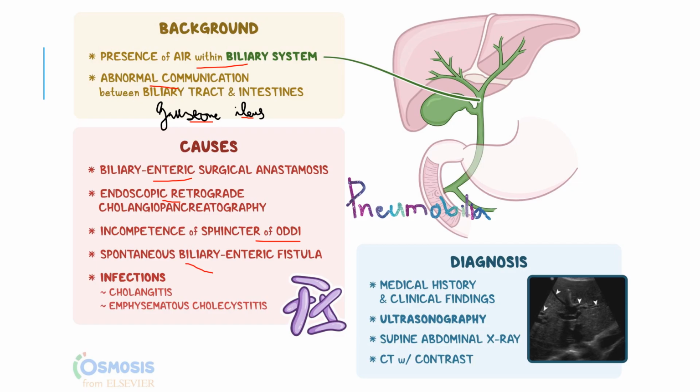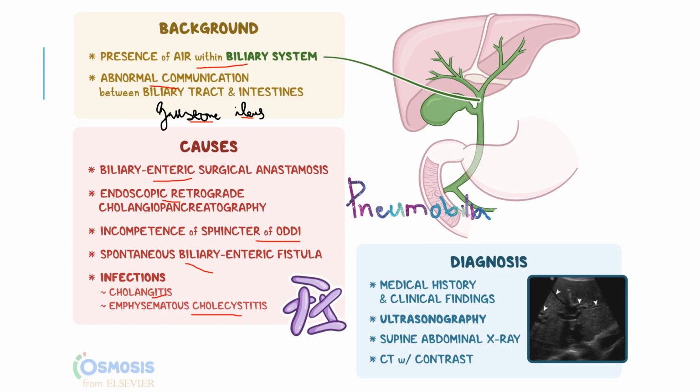It's a spontaneous biliary enteric fistula, maybe due to long-standing, chronic or recurrent cholecystitis, which leads to inflammation and adhesions between the intestine and the gallbladder. There can be necrosis, and then it leads to a fistula between the gallbladder and intestine, or infections like cholangitis and emphysematous cholecystitis. That is gallstone ileus, which is characterized by bowel obstruction, pneumobilia, and stone.